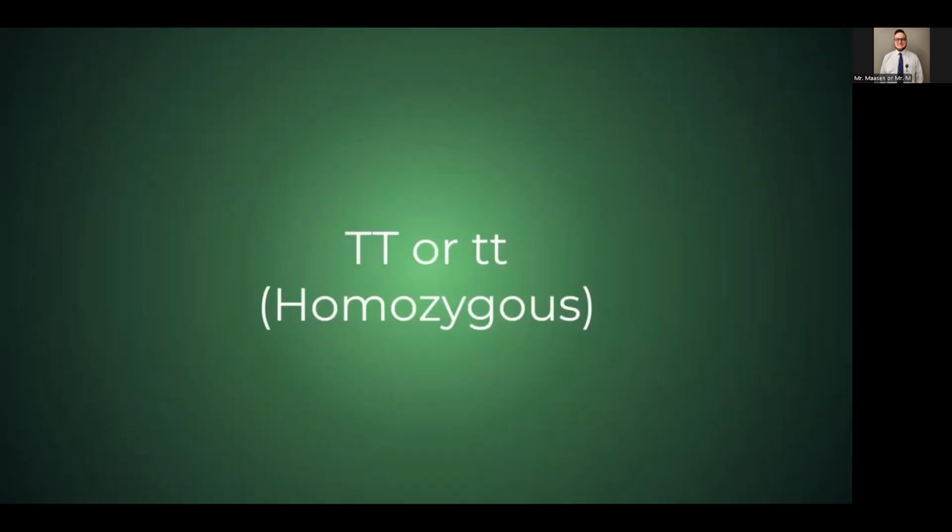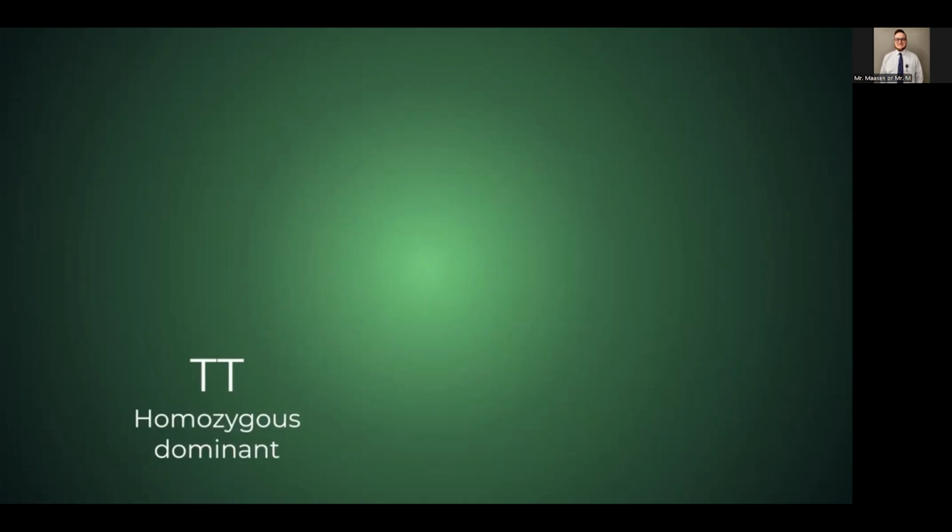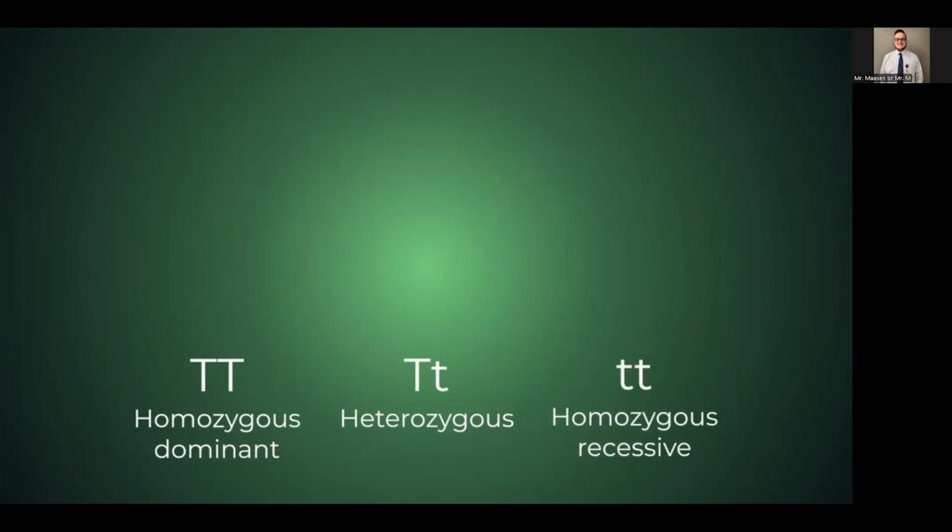But we also have fancier terms to describe this even further. If an organism has two of the same alleles, we call it homozygous. And if it has different alleles, we call it heterozygous. So our options are homozygous dominant with two big T's, heterozygous with a big T, little t, and lastly we have homozygous recessive, two little t's. Those are the three possible genotypes. What about the phenotypes then?